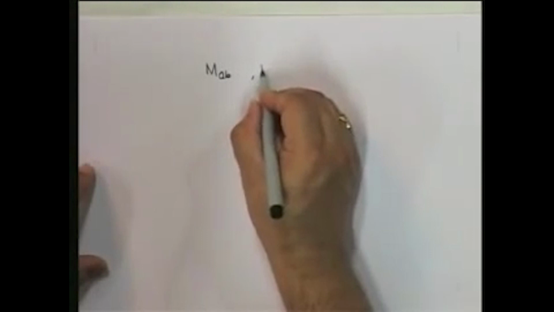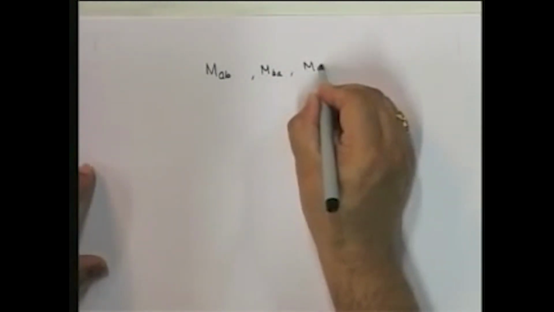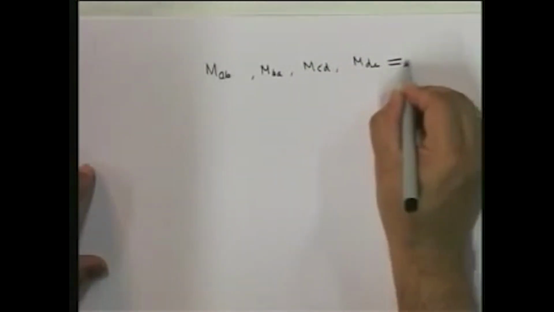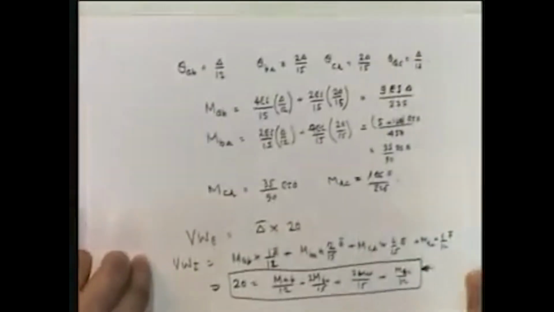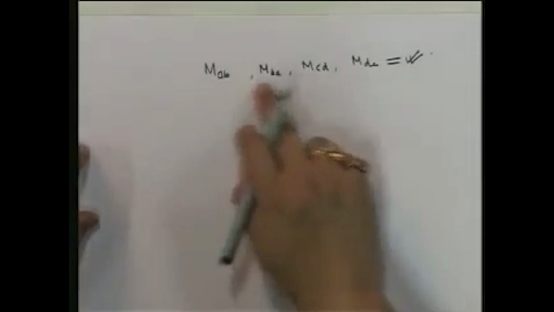Okay, I am not solving them, but I know MAB, MBA, MCD, and MDC. These are evaluated. Okay, these can be evaluated, by plugging it into that equation, solving for delta, and then plugging them back in here. Okay. Now once I know, see, I've only found out MAB.